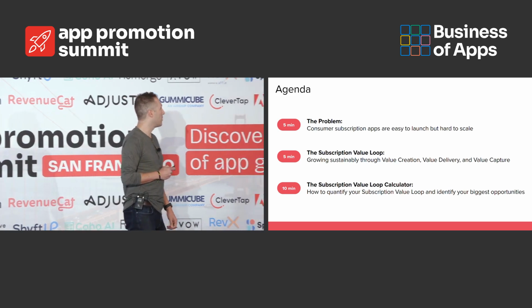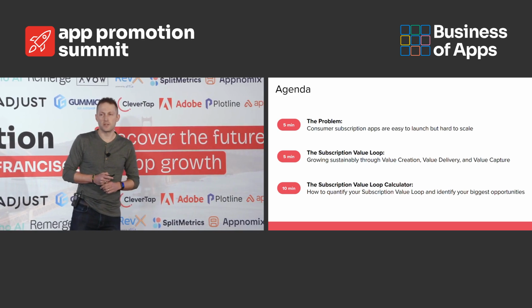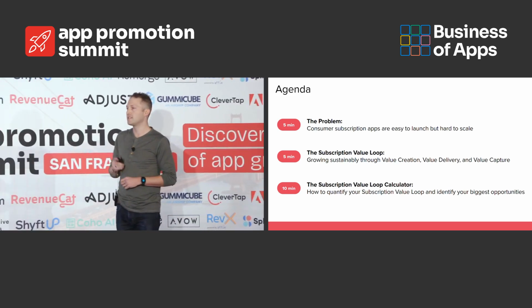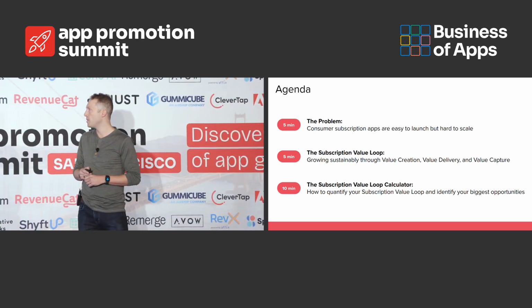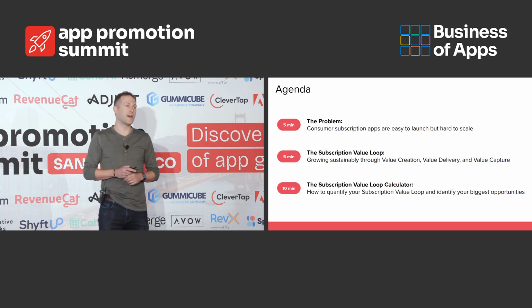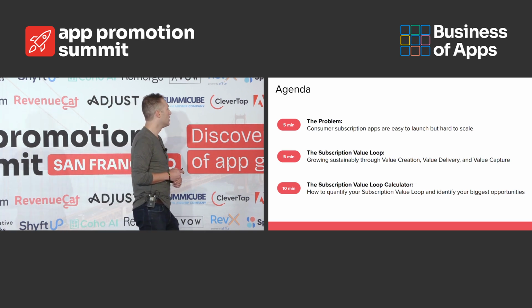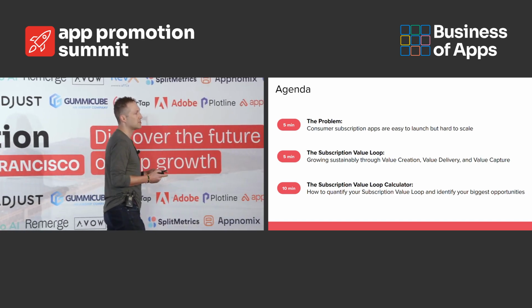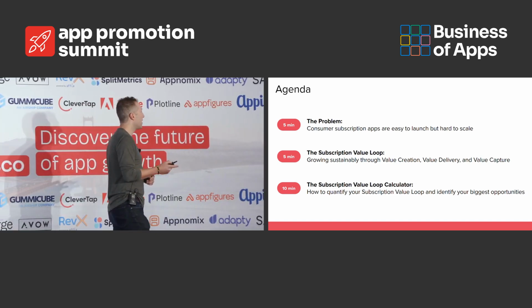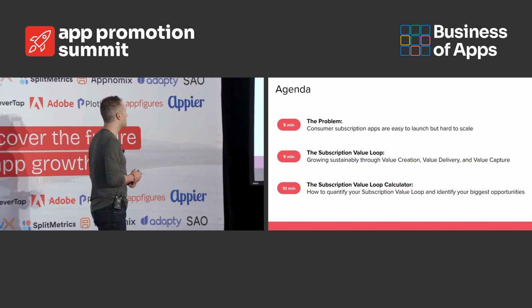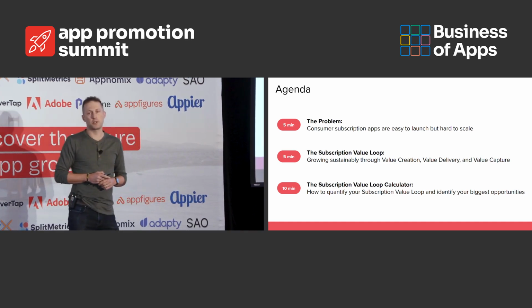And today I'm going to be talking about three things. Number one is the problem. And the problem is that consumer subscription apps are easy to launch, but hard to scale. And it's harder than it's ever been for reasons that I'll describe in a moment. Number two is the subscription value loop. This is the framework that I'll get into. And it goes through how to grow sustainably as a consumer subscription app in 3 steps: value creation, value delivery, and value capture.